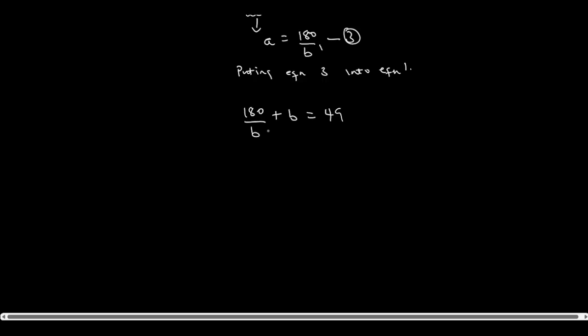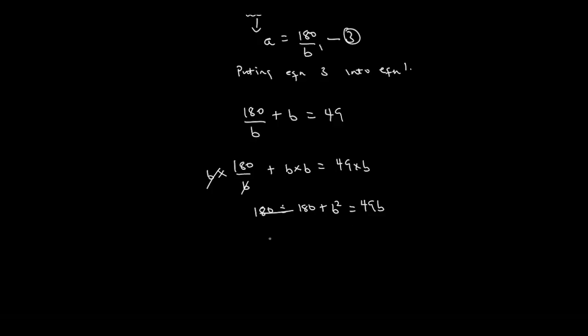This one, we can multiply through by B. So we multiply through by B. We have 180 over B, so that we get rid of the B. Okay, 180 over B times B plus B times B is equal to 49 times B. So this B can cancel this B. We have 180 plus B squared is equal to 49B.